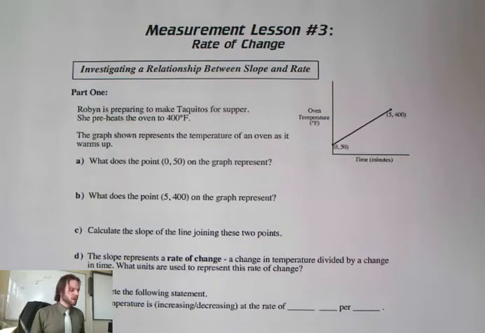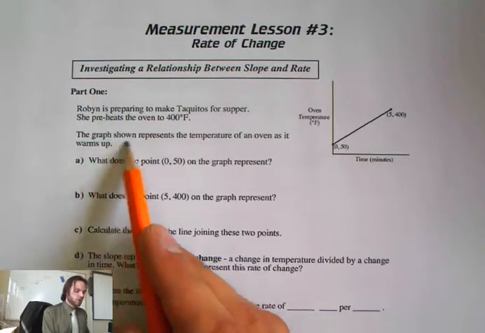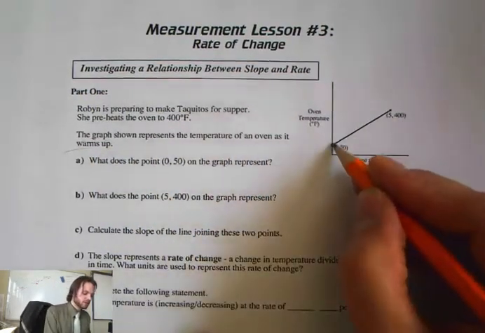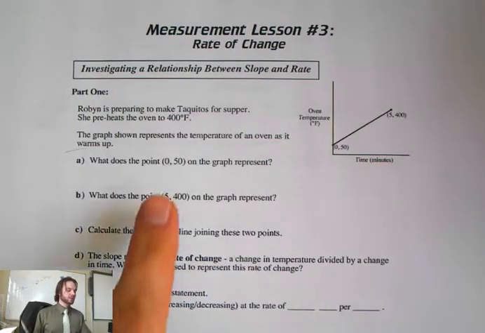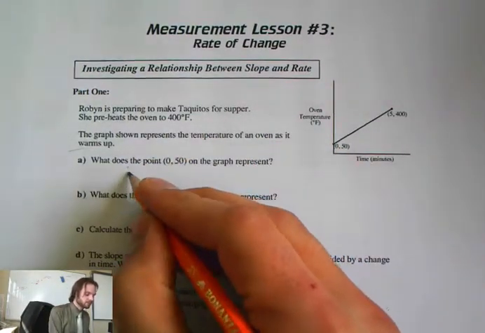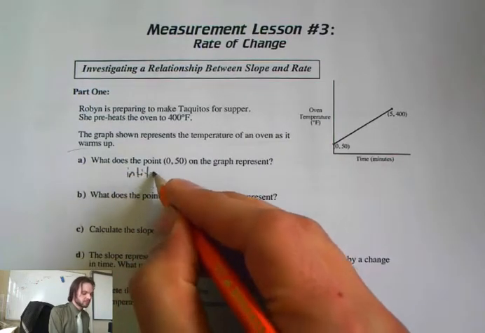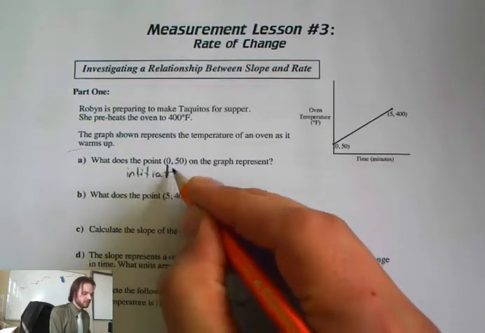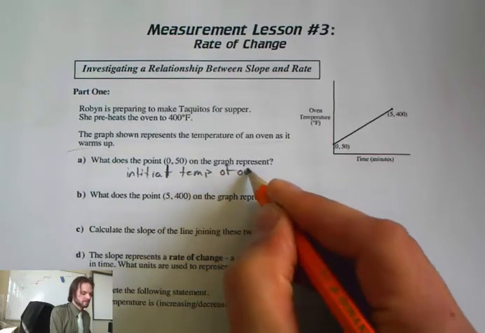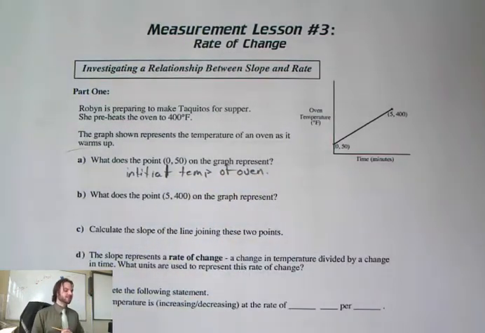She's preparing to make taquitos for supper. She preheats the oven to 400 degrees. Now, the graph shows the temperature of the oven as it warms up. What does the point (0, 50) represent? Well, the point (0, 50) represents our initial temperature of the oven, which is at 50 degrees.